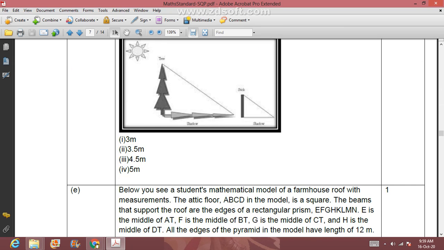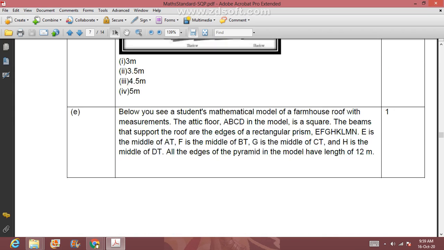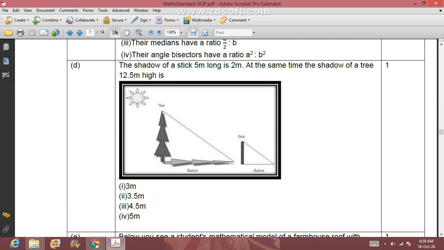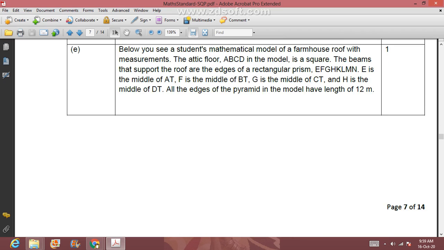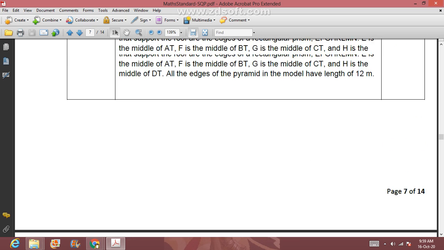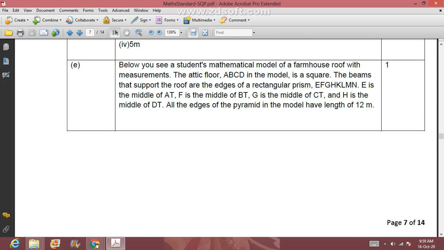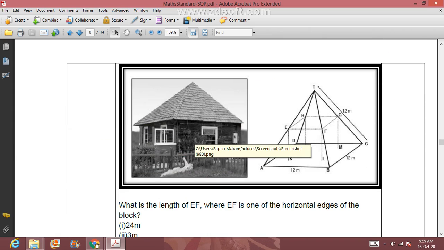Okay, this question is from our textbook only. I think only the dimensions have been changed here. This is a mathematical model of a house. I think it is a farmhouse. The mathematical model is like this, and once it is built, it is looking like this. So on these questions are there.